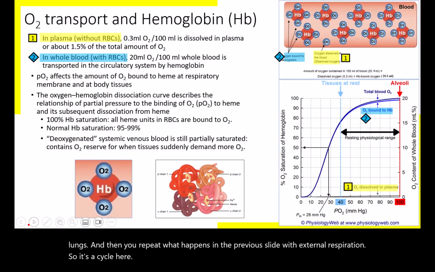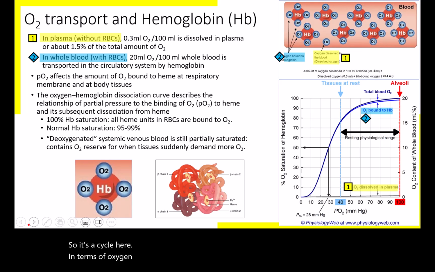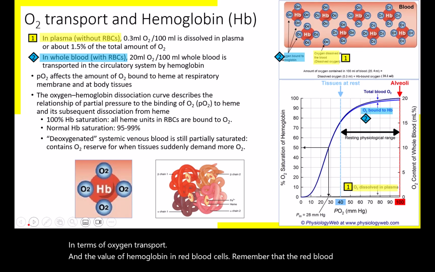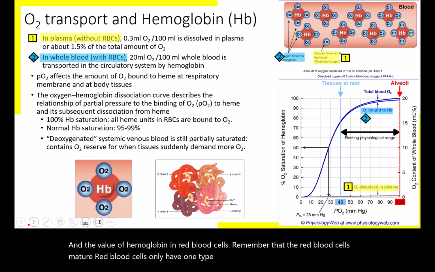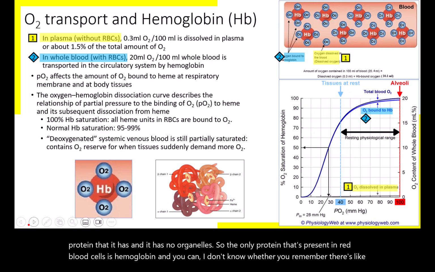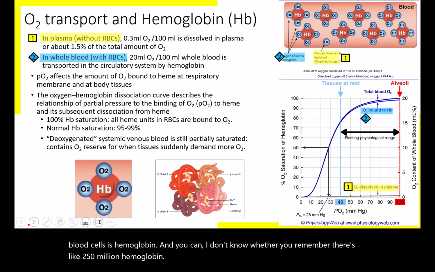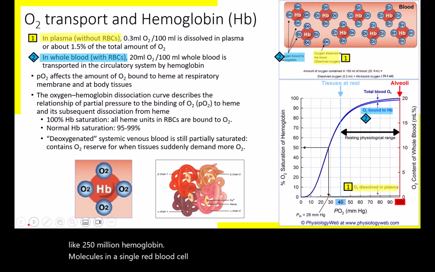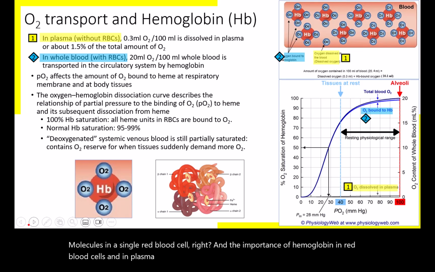In terms of oxygen transport and the value of hemoglobin in red blood cells, remember that mature red blood cells have no organelles. So the only protein that's present in red blood cells is hemoglobin. I don't know whether you remember, there's like 250 million hemoglobin molecules in a single red blood cell, right? And the importance of hemoglobin in red blood cells cannot be understated.